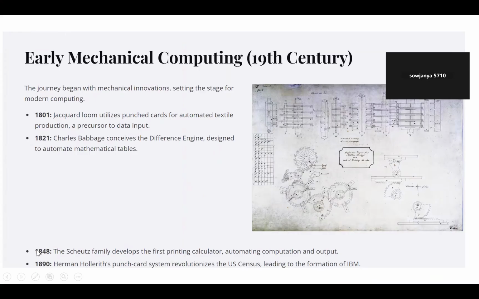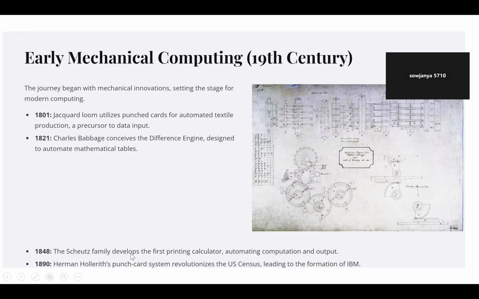If you see, this is the early mechanical computing device. In the 19th century, the journey began with mechanical innovations. Those people were doing these mechanical innovations in modern computing in 1801, automating textile production, a precursor of data input. Then in 1821, Charles Babbage, the first inventor of the computer, invented the Difference Engine, designed to automate mathematical tables. So Charles Babbage designed the Difference Engine.